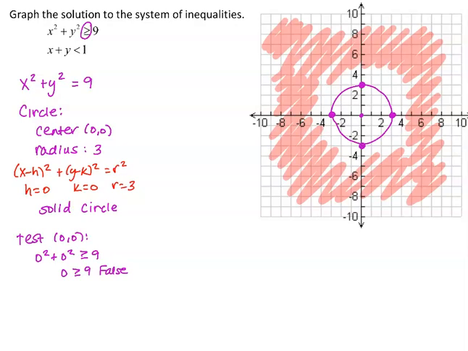So now let's come to our second inequality. We've got x plus y is less than 1. So this is a linear inequality. If I subtract x from both sides, I have y is less than negative x plus 1.